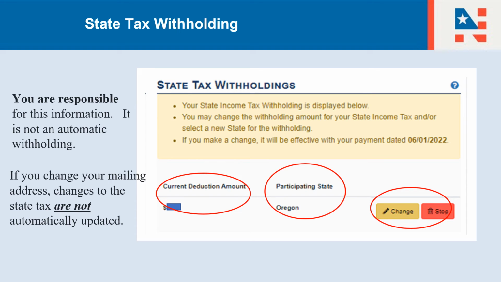If you do not know the monthly amount you want to withhold, contact your state tax office for information and assistance. OPM cannot withhold from any state that is not displayed in the drop-down box on the transition screen. States that are not listed do not participate for state tax withholdings to be withheld from OPM payments. There are 34 states and District of Columbia that participate. If you change your mailing address, changes to the state tax are not automatically updated. You are responsible for making any applicable updates. Again, it states the date of your change.